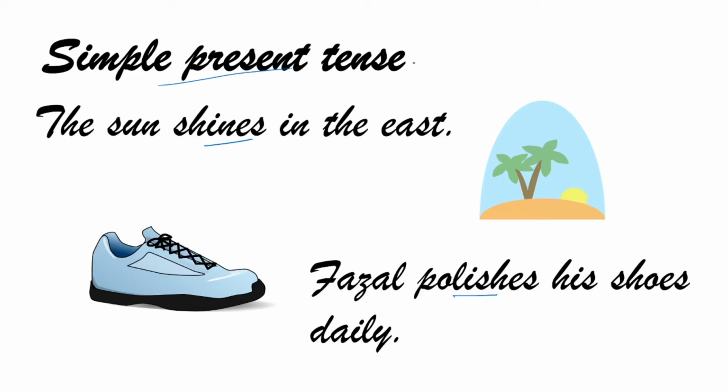The general pattern to frame sentences using simple present tense is subject plus verb, and in some cases we use s or es along with the verb. So where do we use s or es? With third person singular, for example, he, she, it, etc. Here Fazal is third person singular, so we use es or s along with the verb. So, Fazal polishes his shoes daily. In case of third person singular subjects, we use s or es along with the verb.